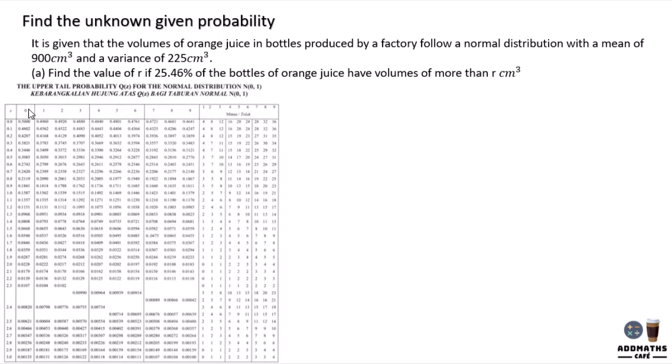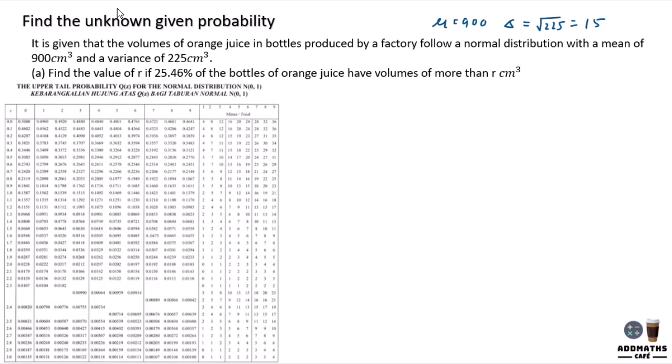Find the unknown given the probability. It is given that the volume of orange juice in bottles produced by a factory is normally distributed with a mean of 900 cm³ and a standard deviation which is the square root of 225, which gives you a standard deviation of 15.